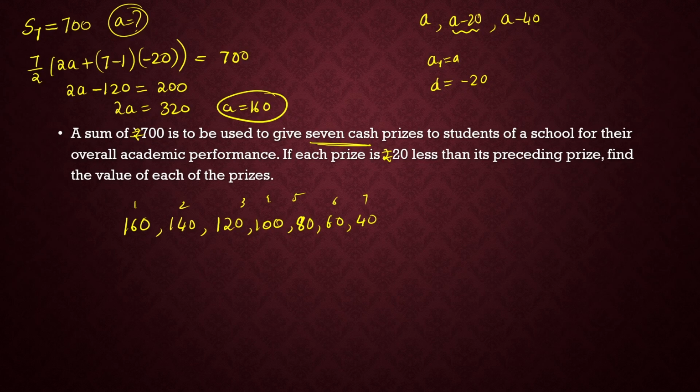Just add the amount and check if it is coming out equal to 700. 160 plus 140 plus 120 plus 100 plus 80 plus 60 plus 40. Yes, that's equal to 700. So hope you understood how to solve this type of question.